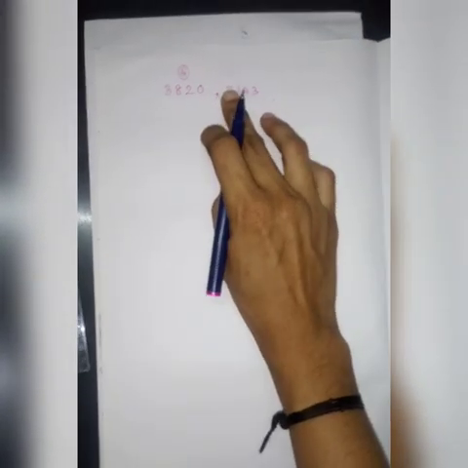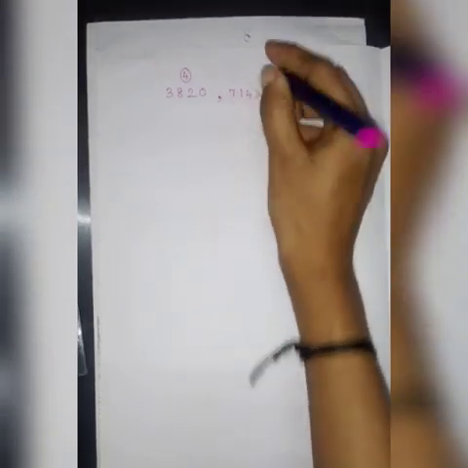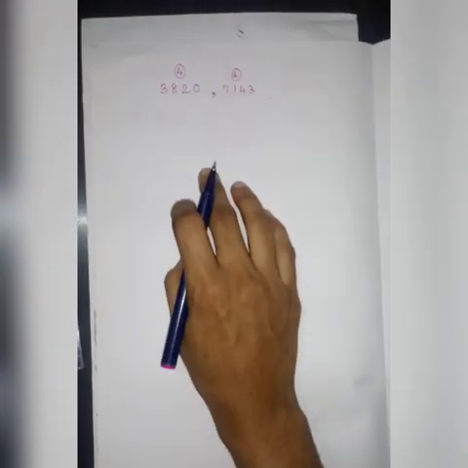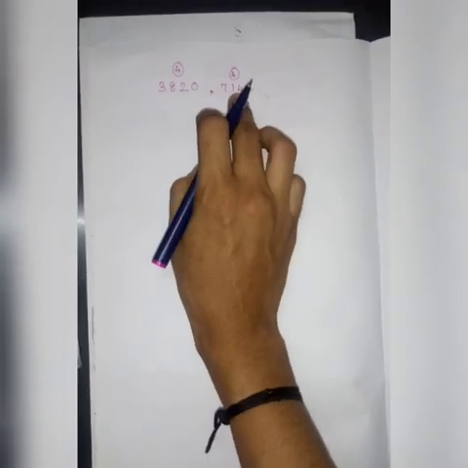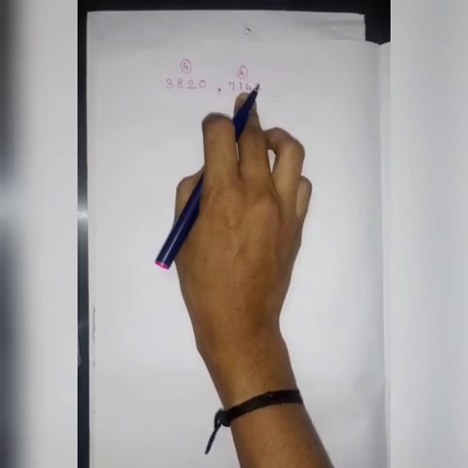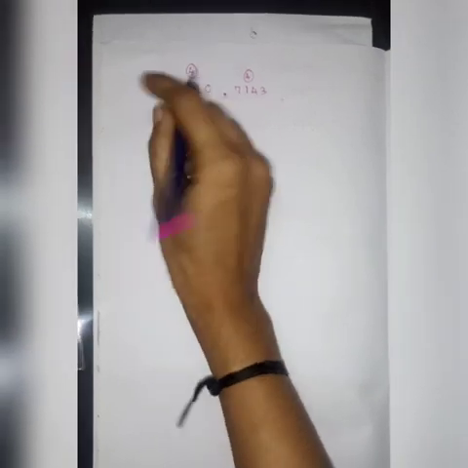What is the number of digits here? 1, 2, 3, 4. So both numbers have the same number of digits, correct? By the second rule, we have to compare from the left side. This is your left side, right? This is my right side, this is my left side.